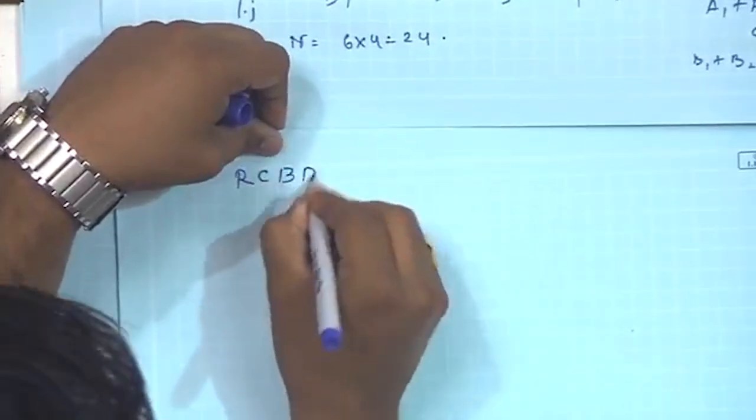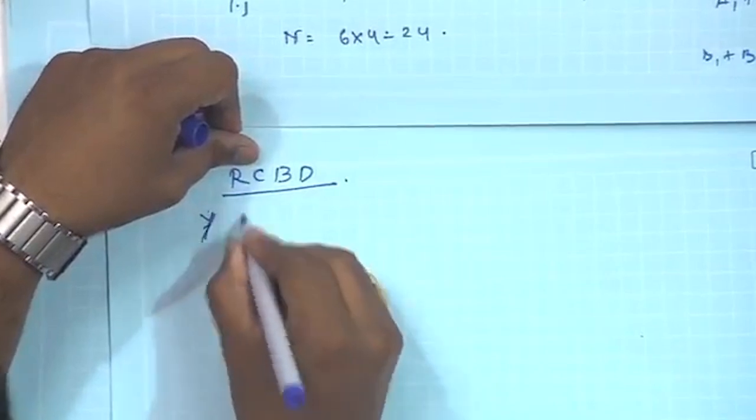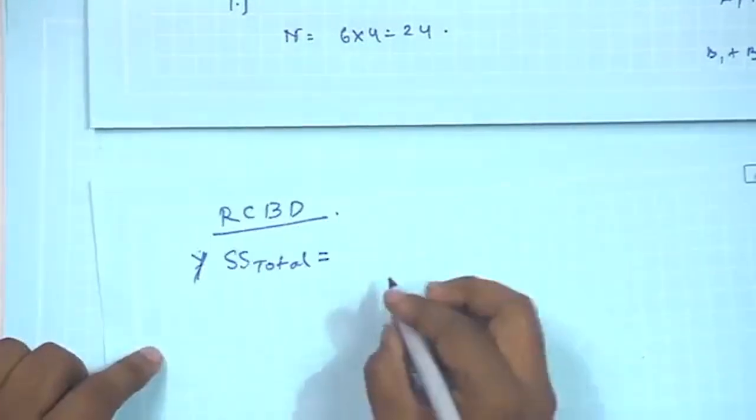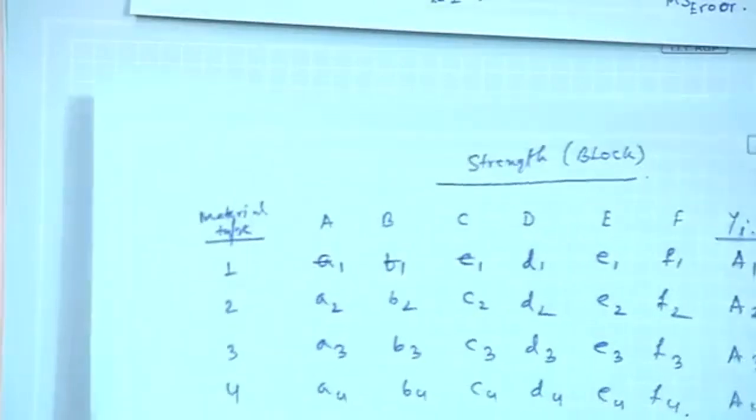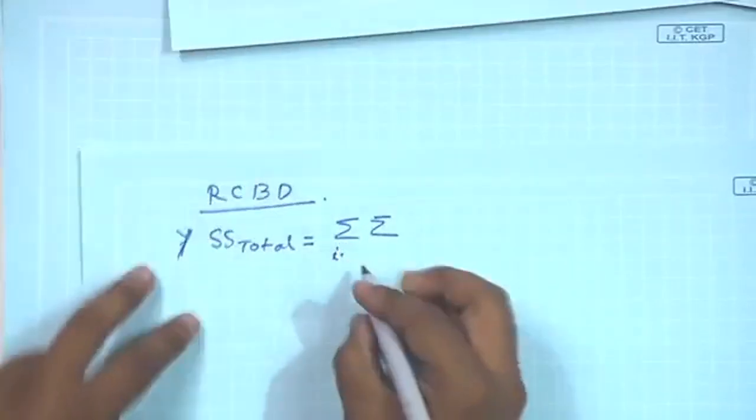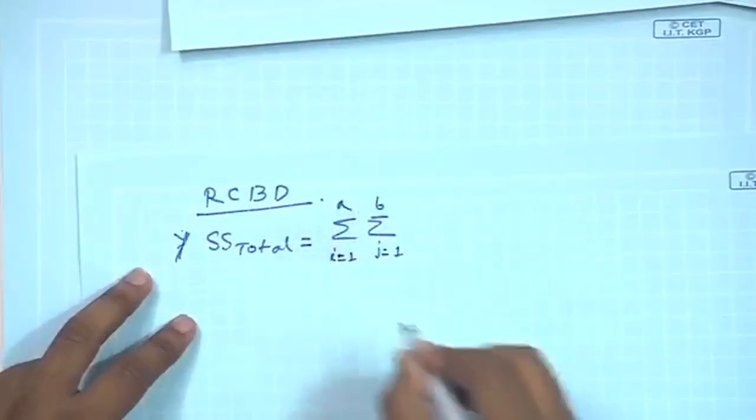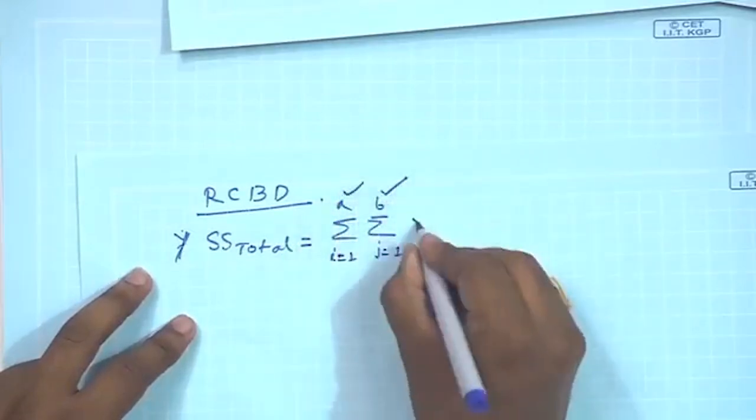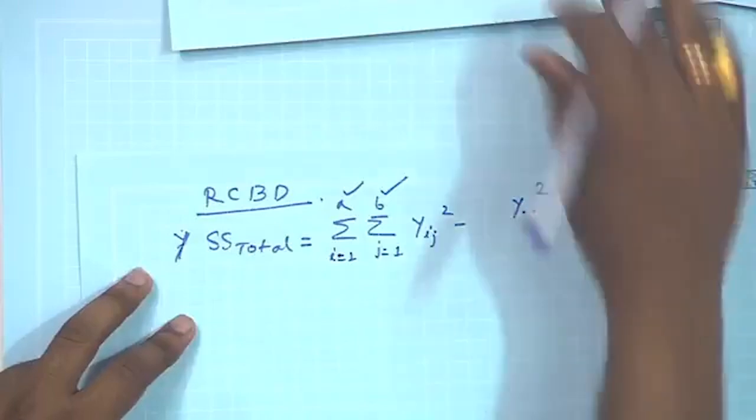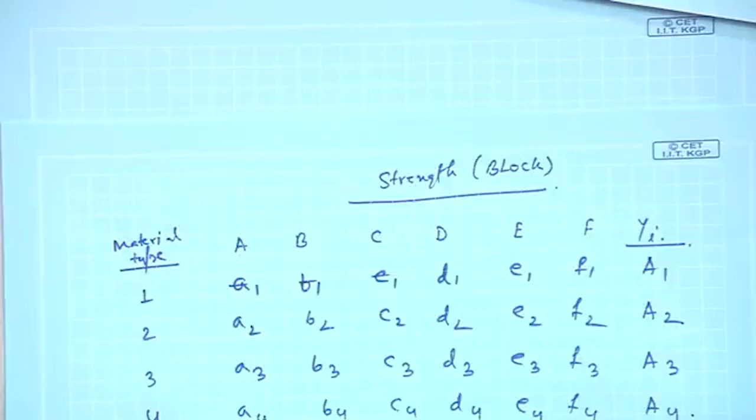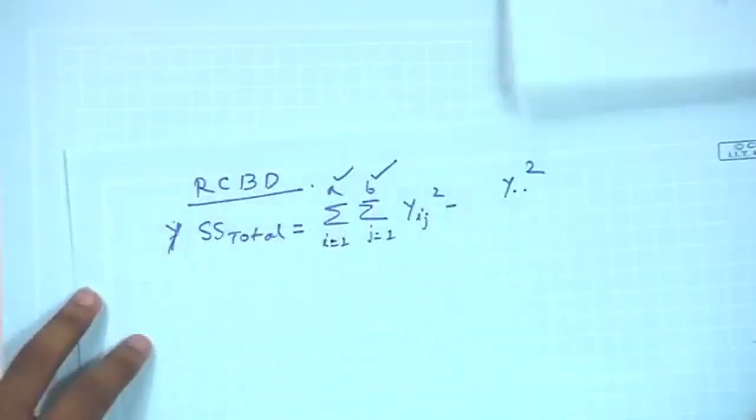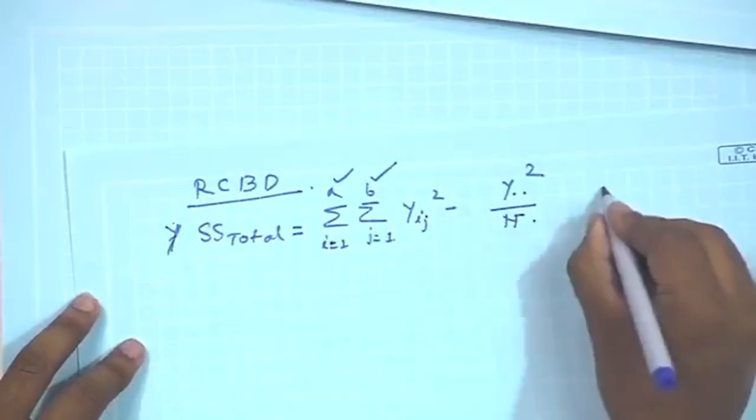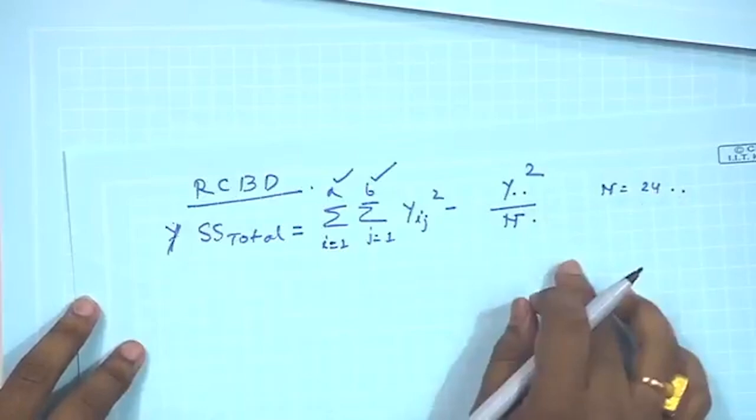Now, using this data set, in RCBD, randomized complete block design, we will first calculate SS total. SS total is the sum of all the squares, A1 square plus B1 square plus C1 square and so on, that is summation of i equals 1 to a and j equals 1 to b, where a is the number of treatments and b is the number of blocks, y ij square minus y dot dot square by N. Here y dot dot is A1 plus A2 plus A3 plus A4, or B1 plus B2 plus B3 up to B6, and n is 24. In this manner we will get the SS total.